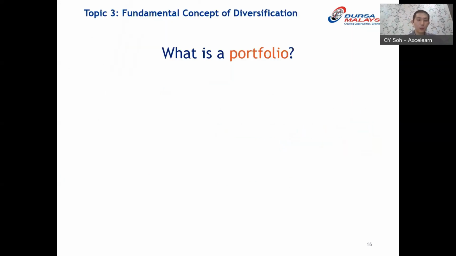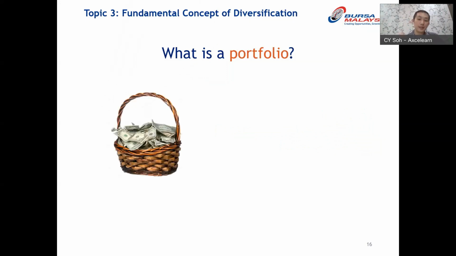Now, before we go into diversification, first we need to understand what a portfolio is. Let me explain this in simple terms. Initially, as you take some of your excess money for investing or trading, this is where you put your money into your trading account.